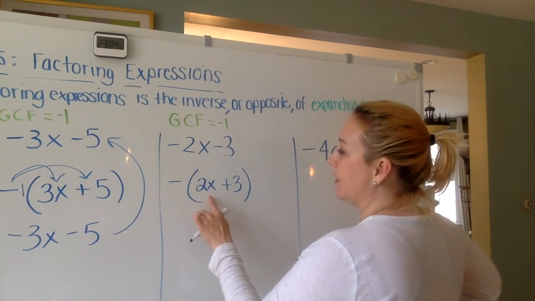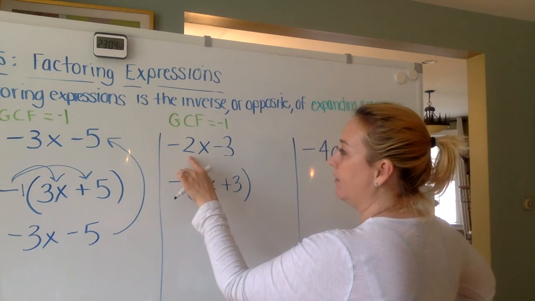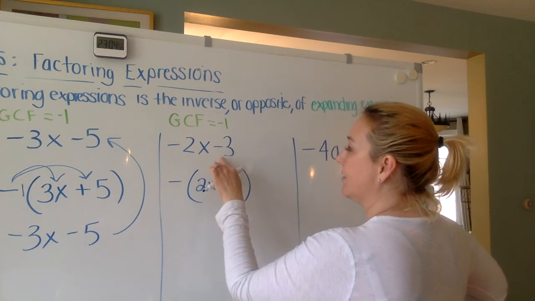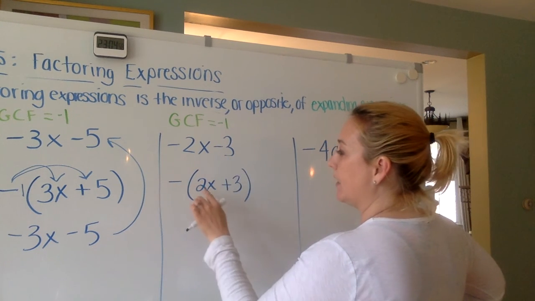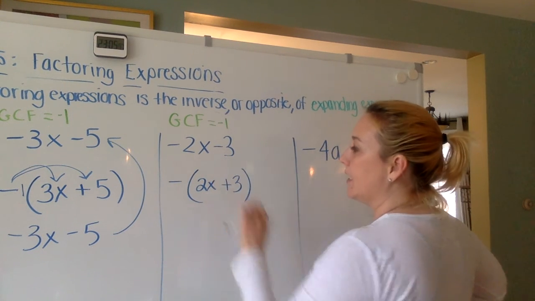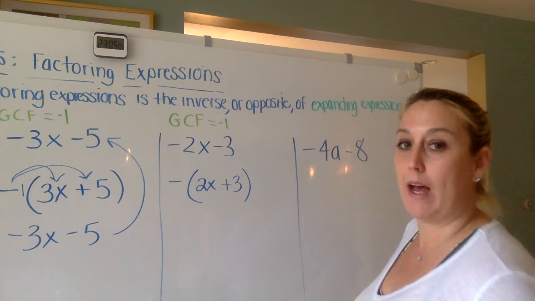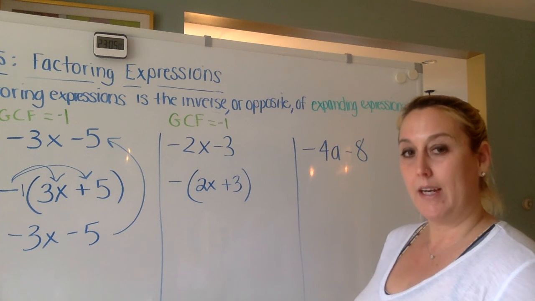Negative 1 times 2x is negative 2x. Negative 1 times positive 3 is negative 3. Or the opposite of 2x plus 3 is negative 2x minus 3. So we now have equivalent expressions.